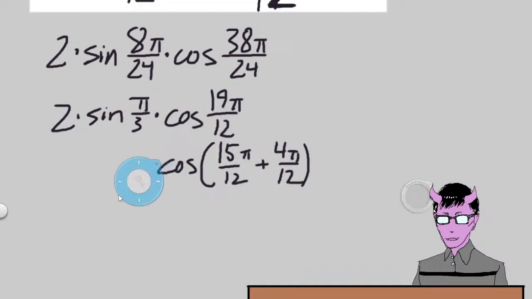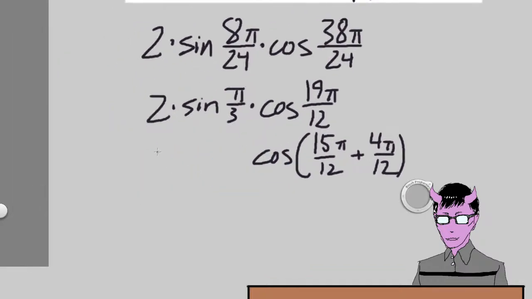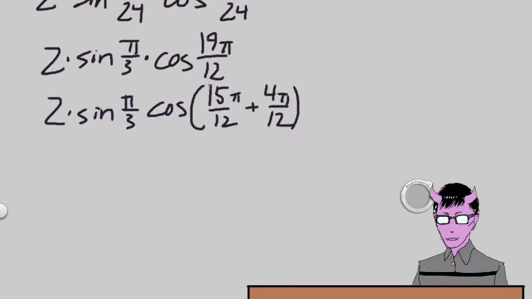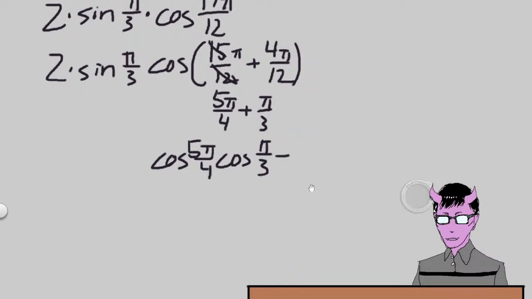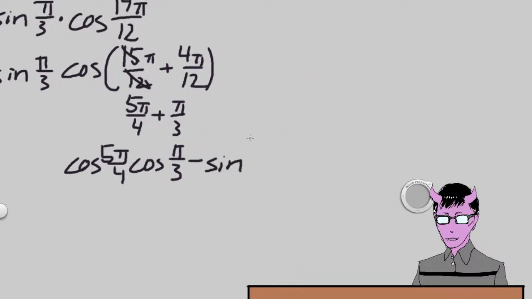So we can do the expansion. This one is already nice. Copy paste. And here we go. We can just simplify that into 5 pi over 4. And this one simplifies into pi over 3. Cosine expansion, so cosine, cosine, sine, sine. Cosine of the first one times cosine of the second one. Don't keep the same sign, so it's minus. And then sine, sine.